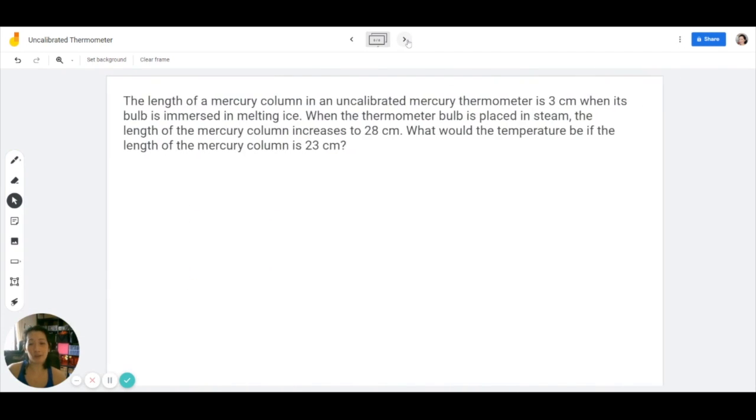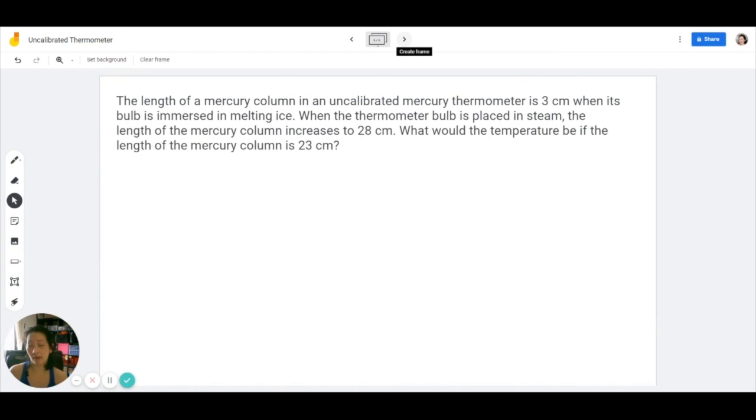So let's take a look at the question. The length of a mercury column in an uncalibrated mercury thermometer is 3 cm when its bulb is immersed in melting ice. When the thermometer bulb is placed in steam, the length of the mercury column increases to 28 cm. What would the temperature be if the length of the mercury column is 23 cm?